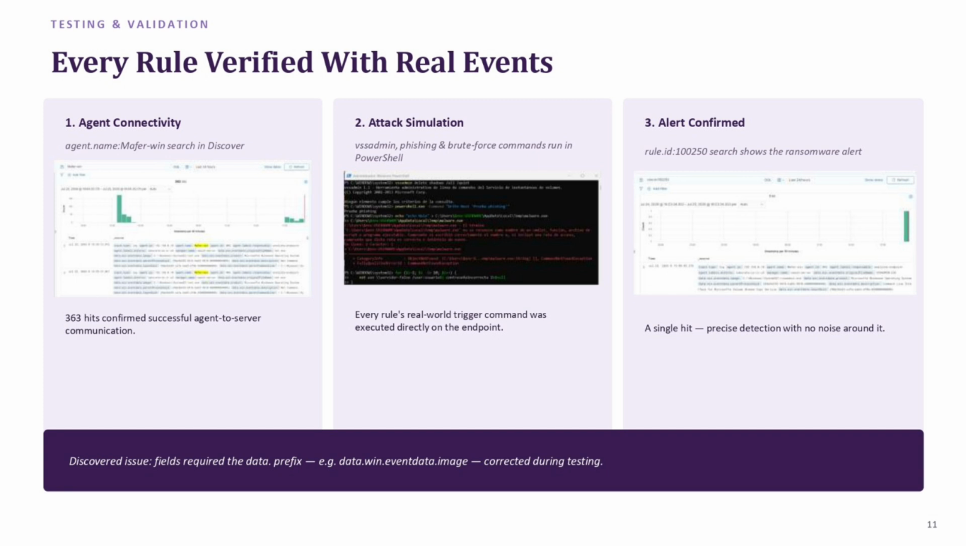During this testing process, I also discovered important issues. The rule fields need the prefix data. For example, data.win.eventdata.image. Without this prefix, the rule simply does not work. This was my biggest learning.